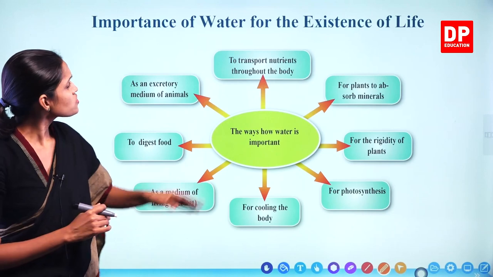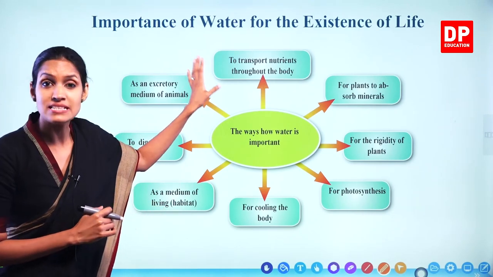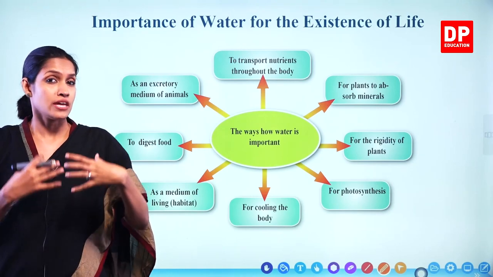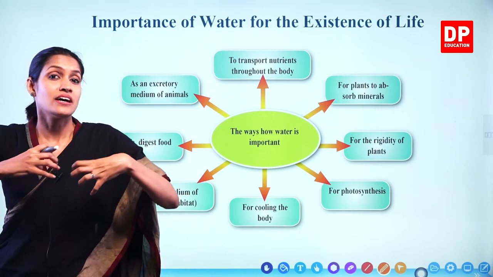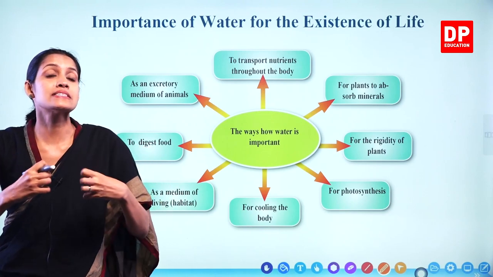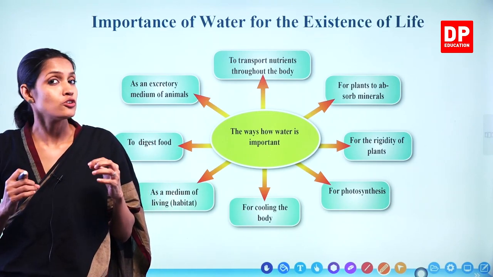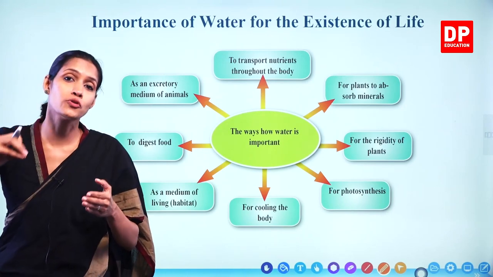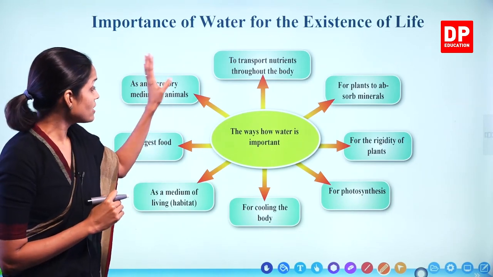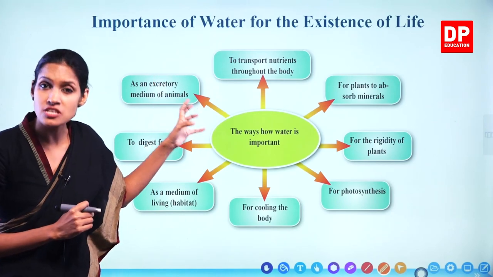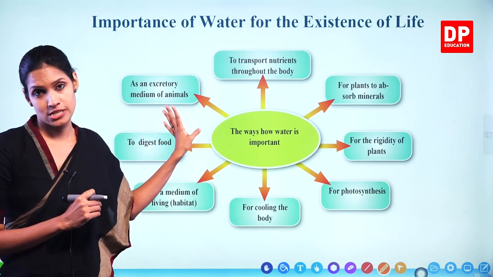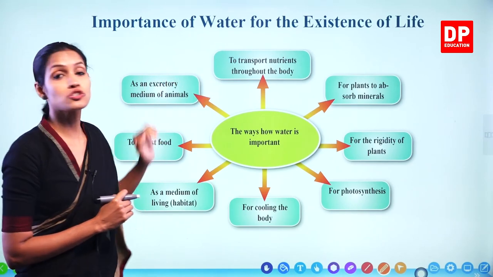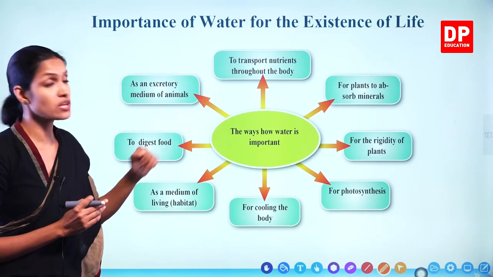Okay, children. So how does this happen? This is done by blood. So when we eat food, they break down in our body and they are absorbed into the blood circulatory system. Okay, so through blood, these nutrients are taken throughout the body. So when it comes to blood, the main substance present in blood is water. Understand? Therefore, to transport nutrients throughout the body, water is very important.